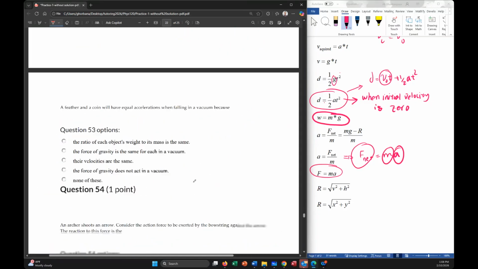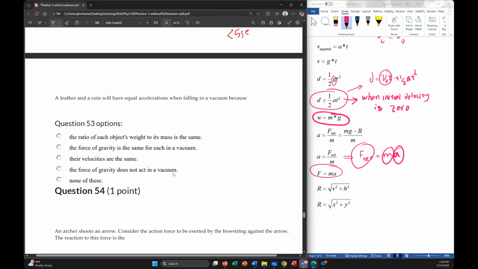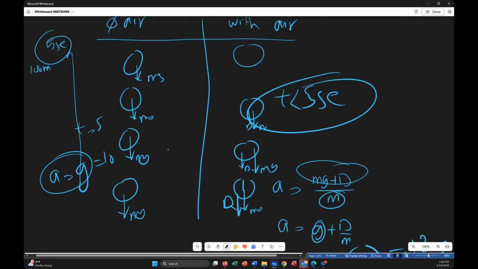Now, how about this one? A feather and coin will have equal acceleration when... Makes sense, yes? Again, go back to this problem. Why? Drag force is 0. Drag force every time is 0. There is no drag force, yes?